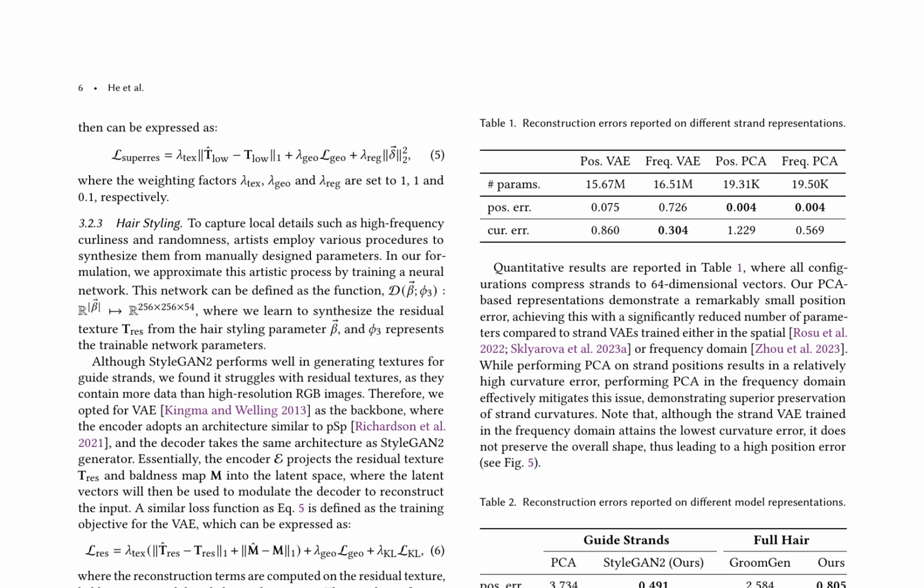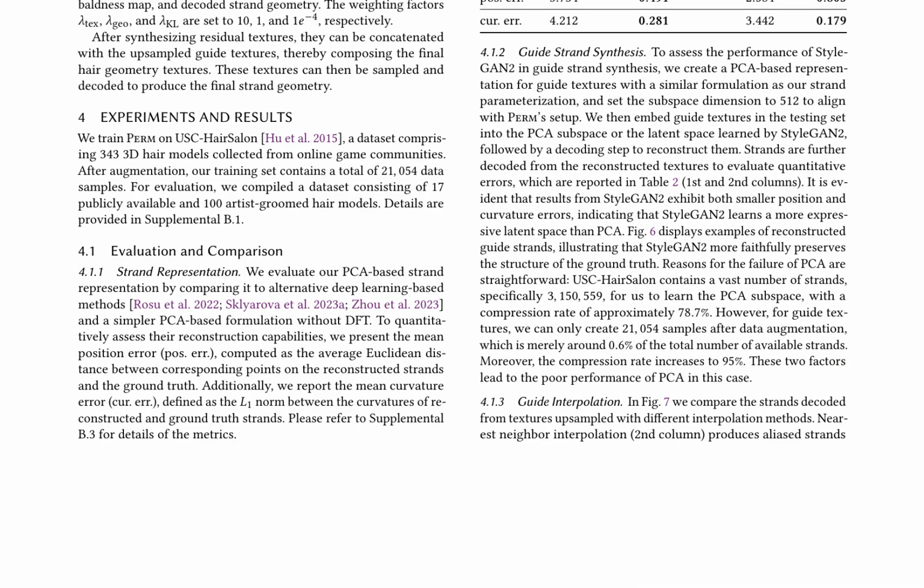In the guide strand synthesis section, the authors compare the performance of StyleGAN2 with a PCA-based representation. Quantitative results show that StyleGAN2 learns a more expressive latent space than PCA, resulting in smaller position and curvature errors. This is attributed to the limited number of samples available for guide textures, leading to a higher compression rate and poorer performance of PCA.